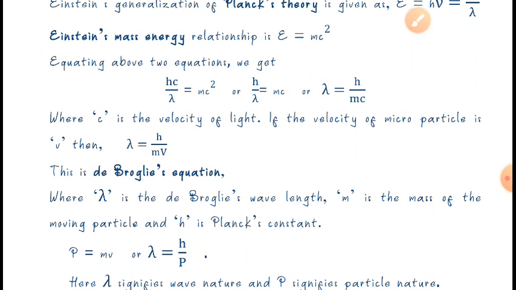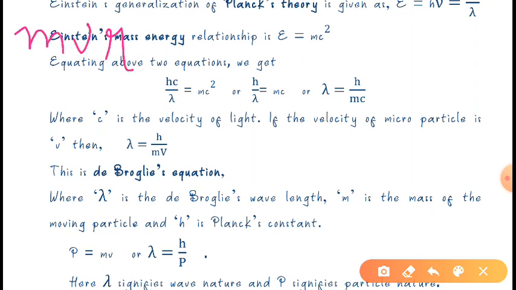Now, if you remember, when we were learning the Bohr model of the atom, Bohr told something about angular momentum, right? He said that the angular momentum mvr is equal to nh by 2 pi. If you have seen the previous lecture, Bohr has given this equation.